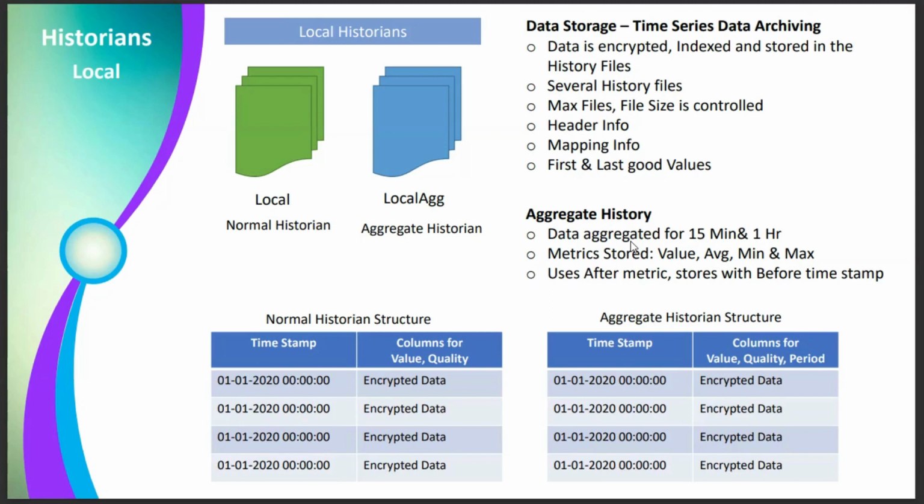Now let's move on to aggregate historian. An aggregate historian is a database that stores aggregated data such as value, average, maximum, and minimum. It collects data from local historian and calculates statistical or summary information. Aggregate is calculated and stored for 15-minute and 1-hour data. Aggregate historian uses the after metric and stores the values with the before timestamp.